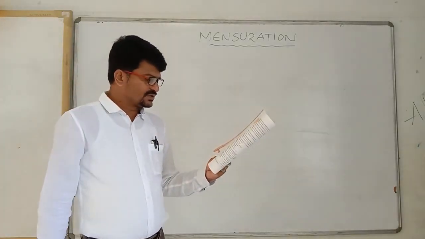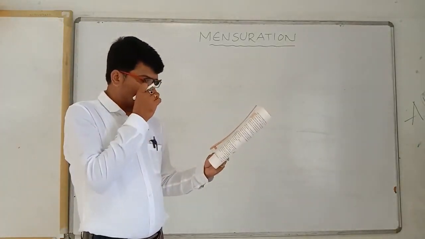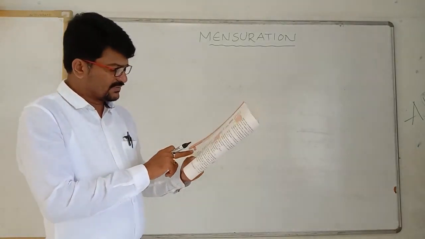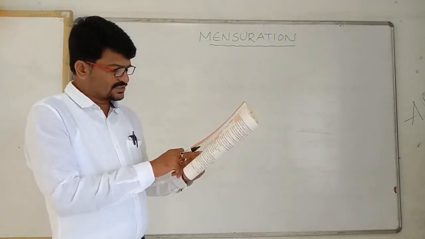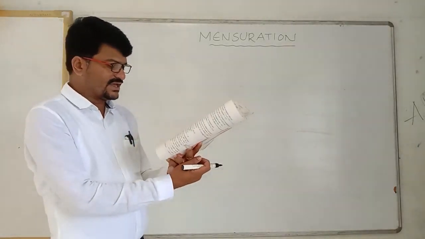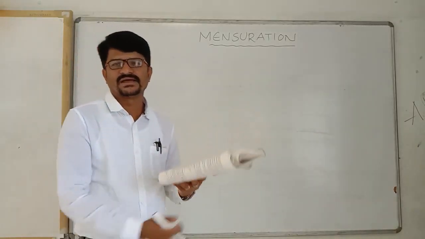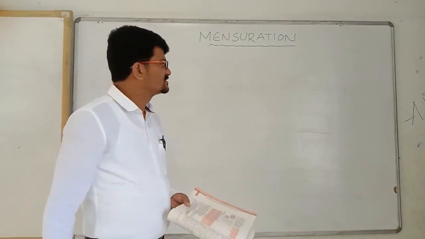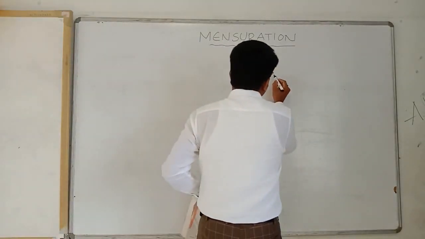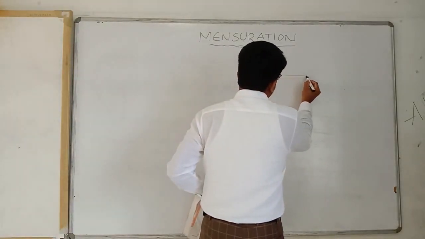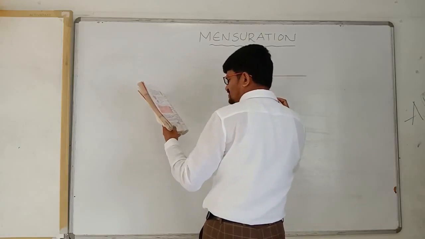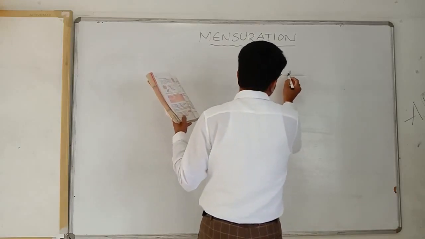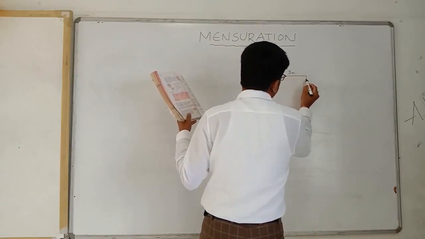Shabana wants to put a lace border all around a rectangular table cover 3 meters long and 2 meters wide. Find the length of the lace required by Shabana. Is it clear? See here, one table is given, a table cover. Length is 3 meters and width is 2 meters.